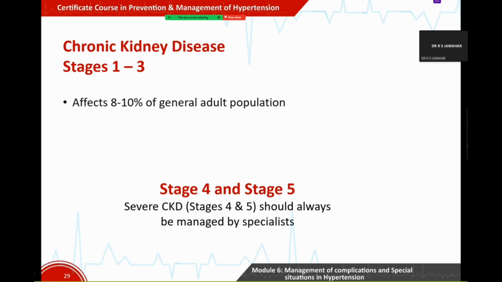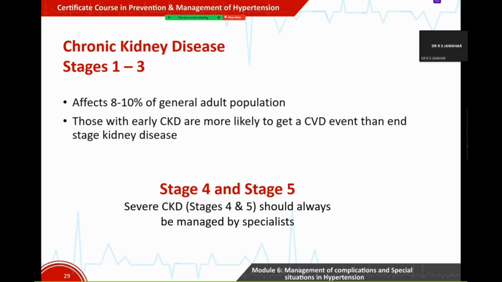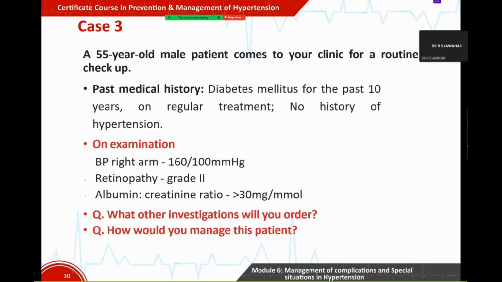See, it affects 8 to 10% of the general adult population. Those with early CKD are more likely to get a CVD event than the end-stage kidney disease. That, at this point, I already told you. So even though the creatinine level is between 2, 3 or 4, even though they don't reach stage 5, most of these people die, they get cardiac events like acute myocardial infarction, etc. Stage 4 and 5, so definitely severe CKD should always be managed by the specialists for their dialysis workup.